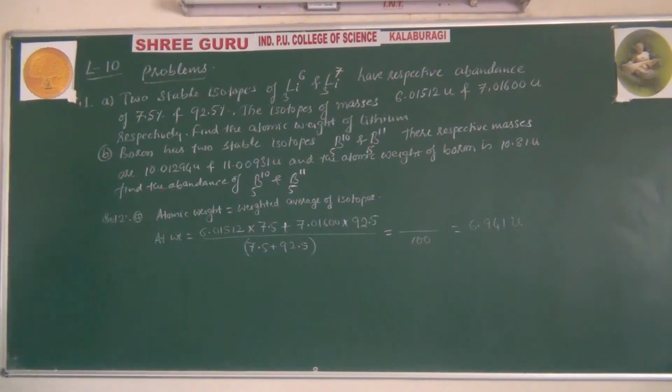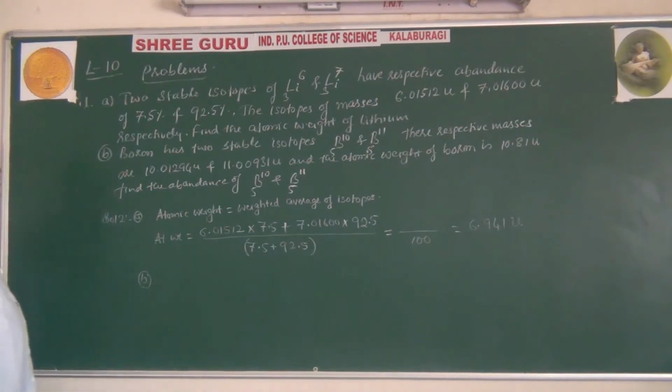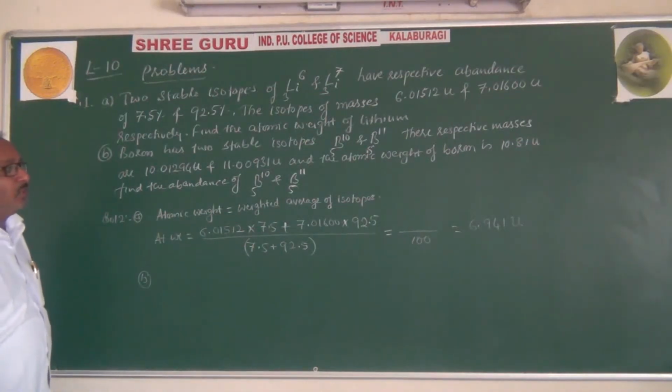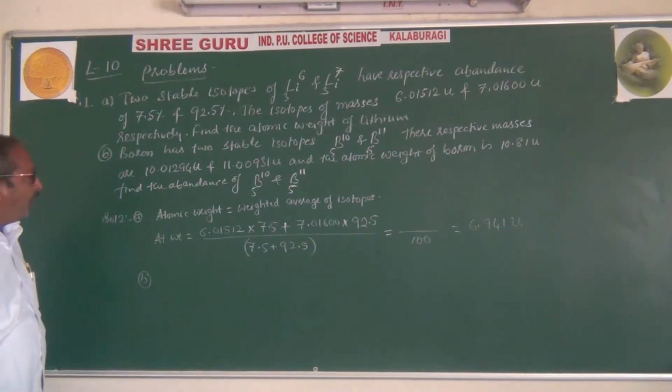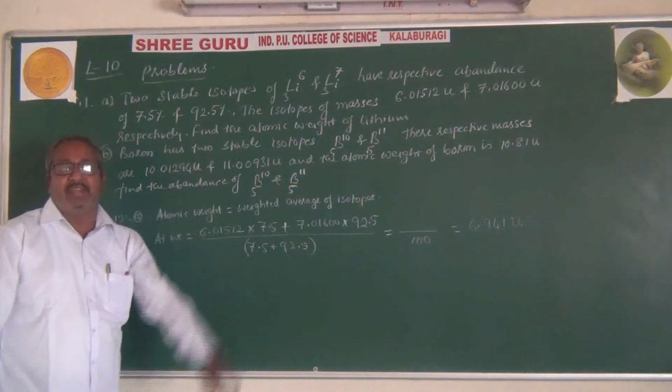We have to find that out. Similarly, the second one, part B: boron has two stable isotopes, boron 10,5 and boron 11,5. Their respective masses are 10.01294 U and 11.00931 U, and the atomic weight of boron is 10.81 U. The atomic weight is given. So you have to find out the abundance of boron 10 and boron 11.